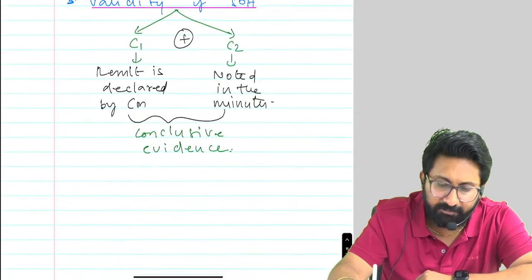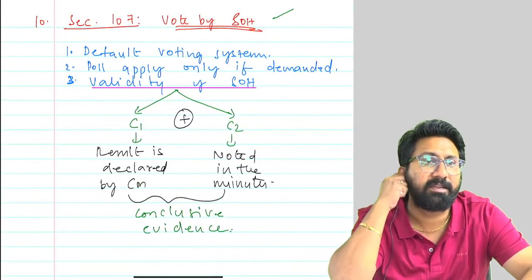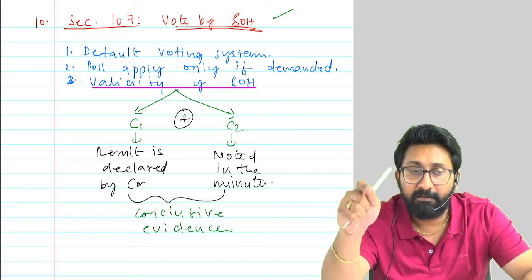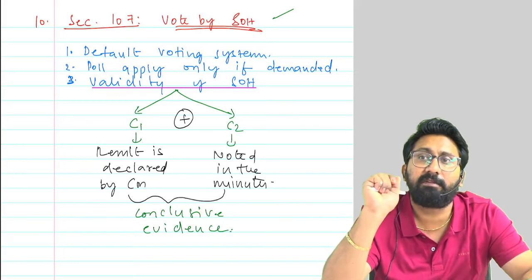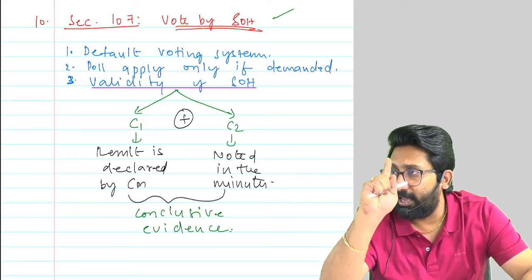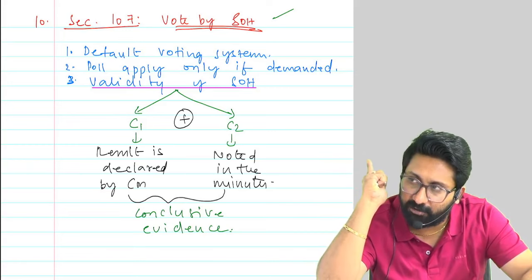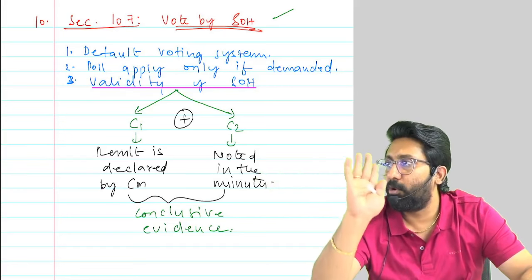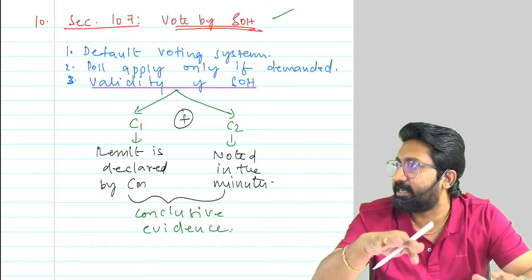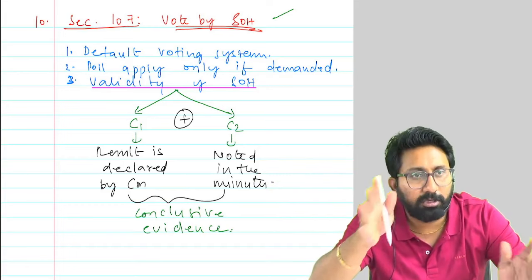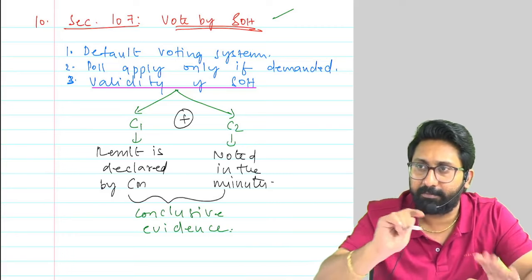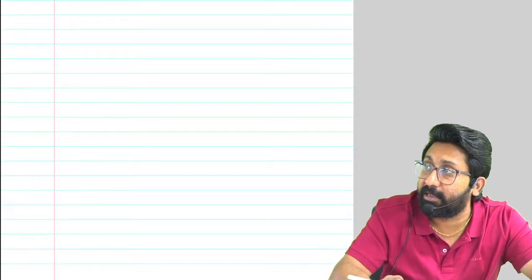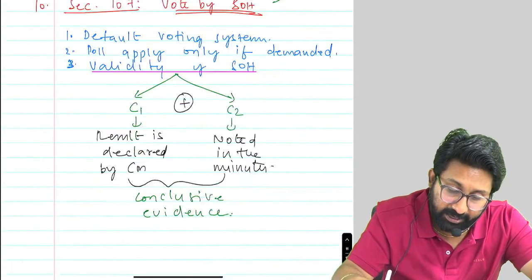Vote by show of hands. Tell me, show of hands is the default system of voting. Poll will apply only if demanded. Validity of show of hands. When does the show of hands get legal validity? Only if the chairman declares the result of voting and it is noted in the minutes. If both conditions are satisfied, it will become what evidence? Conclusive evidence, cannot be questioned later. Next, 108, 110. We will discuss now or at the end? At the end, not now. Okay? Next.